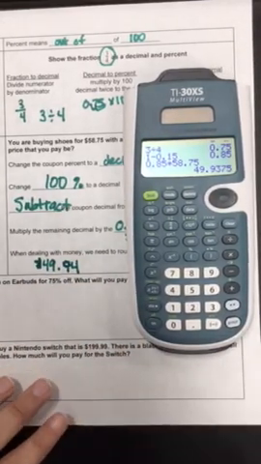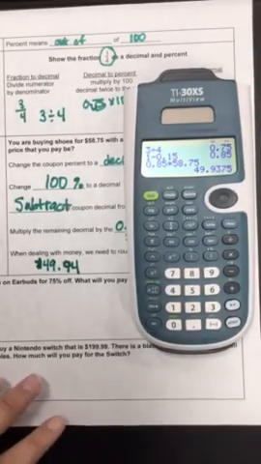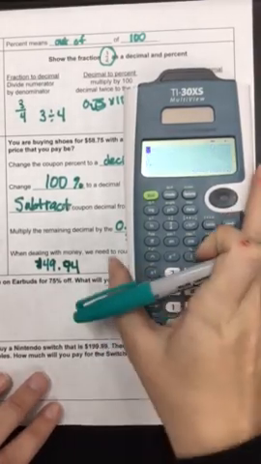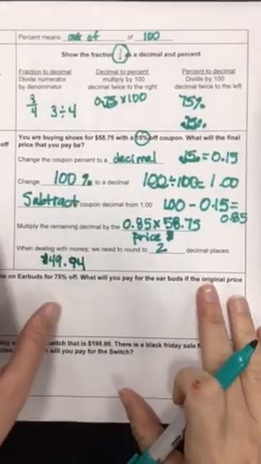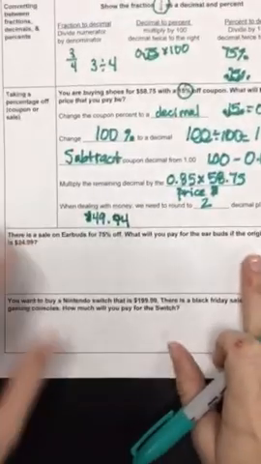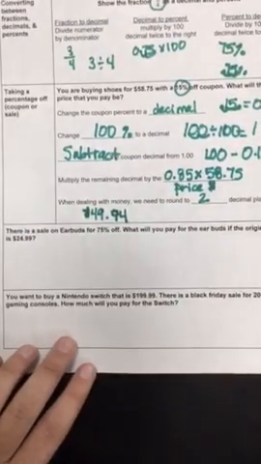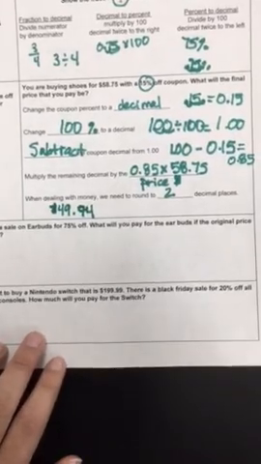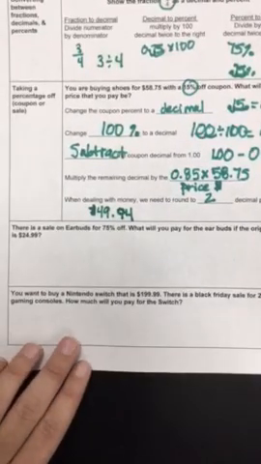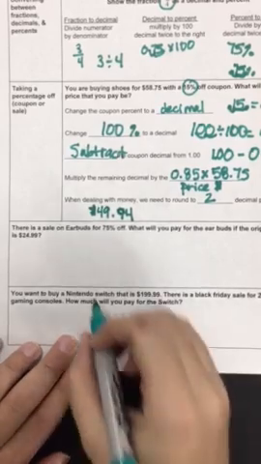Now that doesn't include sales tax. That's going to be the next step of your project. So let's do a few more examples to make sure that we know exactly what we're doing. Okay, there is a sale on earbuds for 75% off. What will you pay for the earbuds if the original price is $24.99?